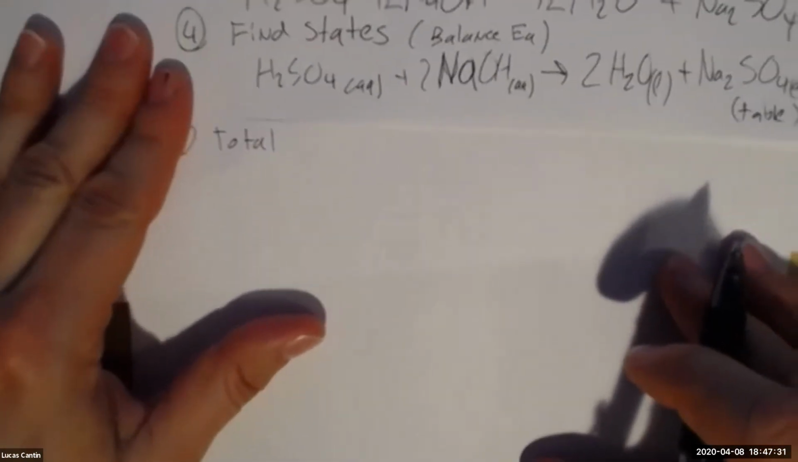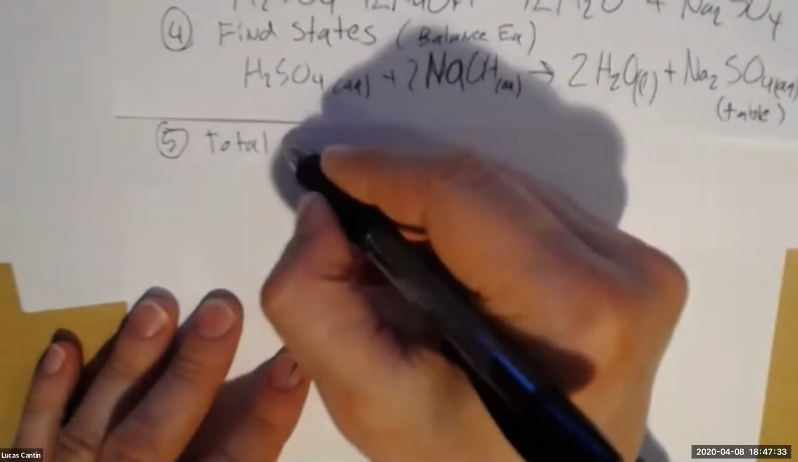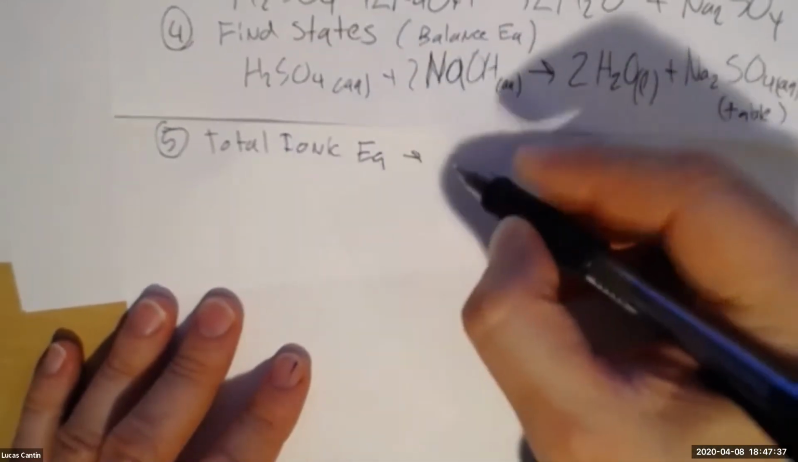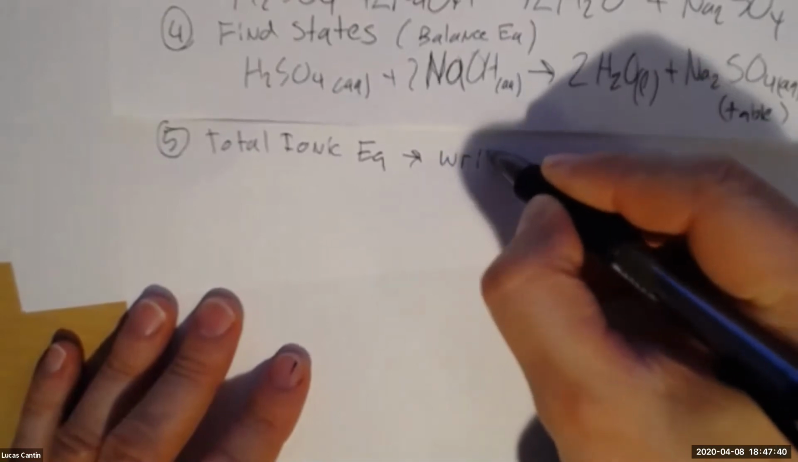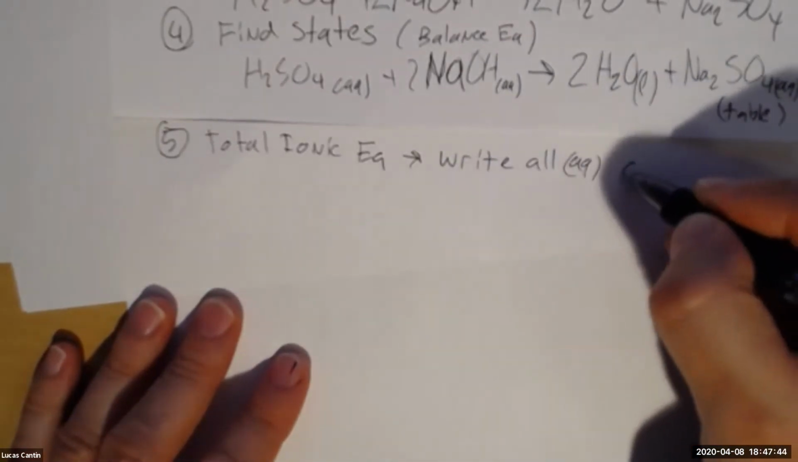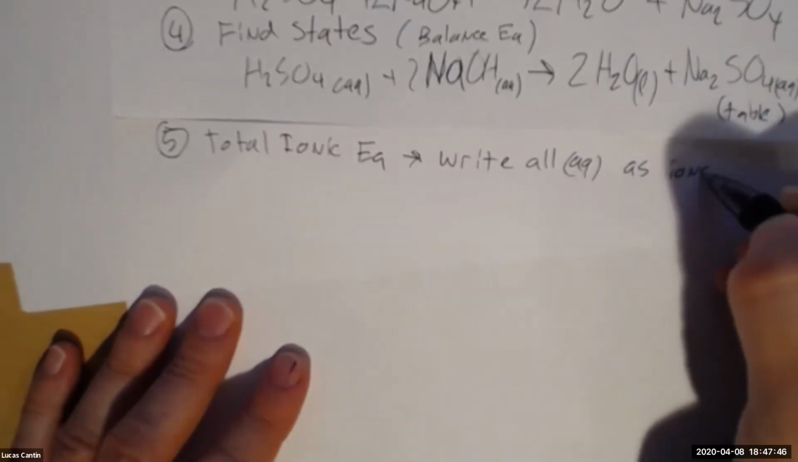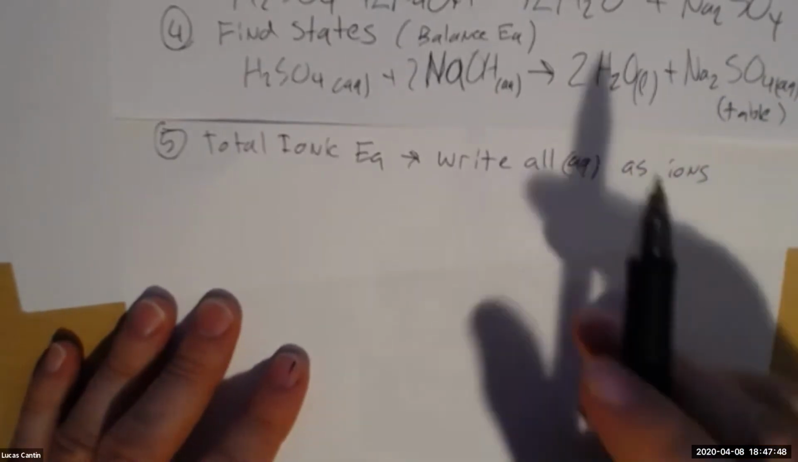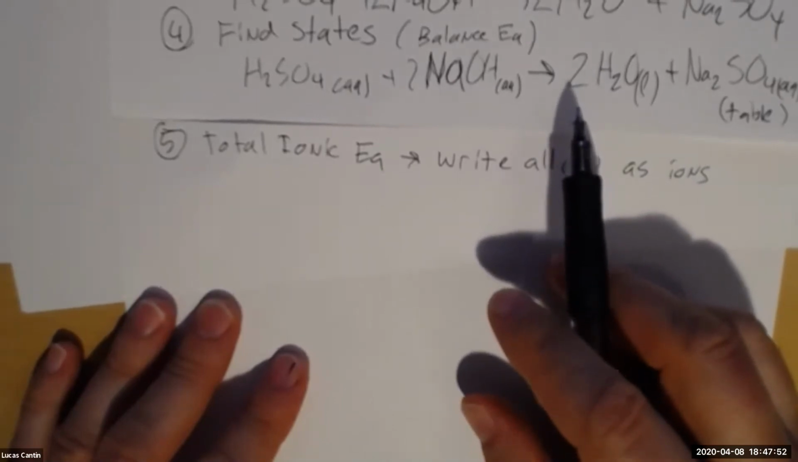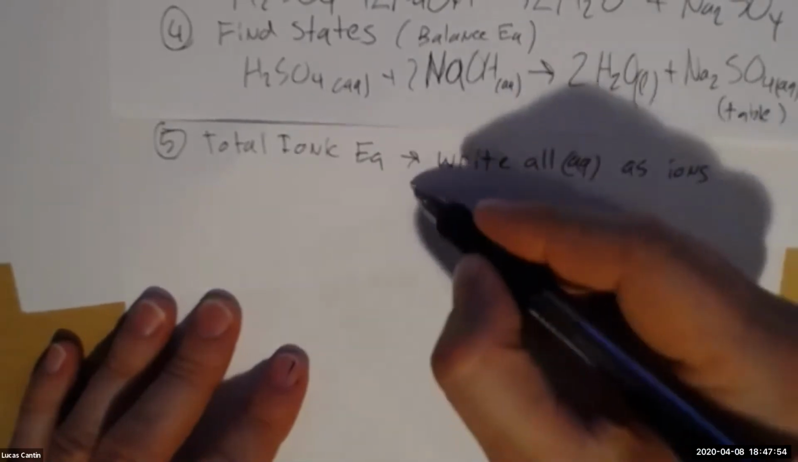So that's actually a balanced equation after I do that, right? But we can go further. We could do the total ionic equation. Okay, so the total ionic equation means write all aqueous as ions from this equation. And then leave the others as is.